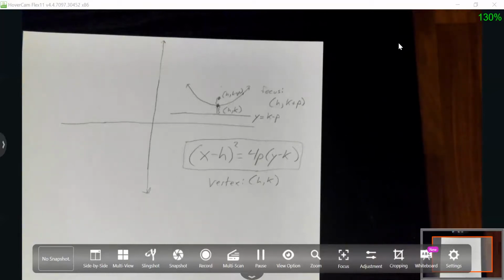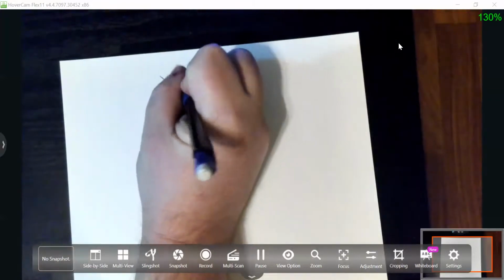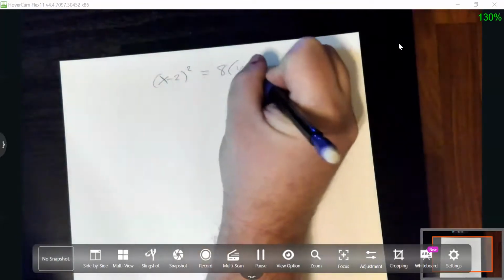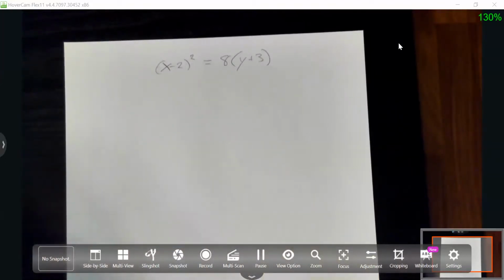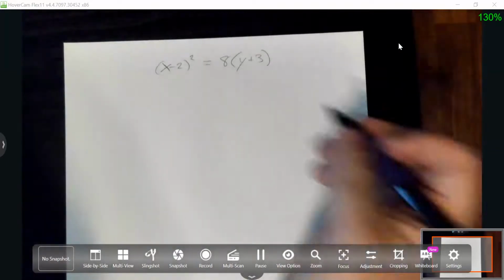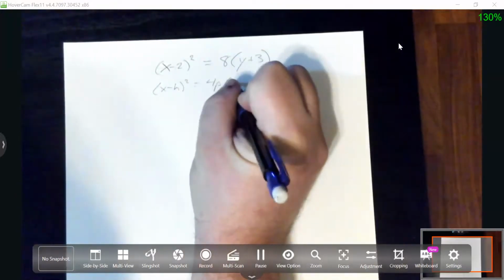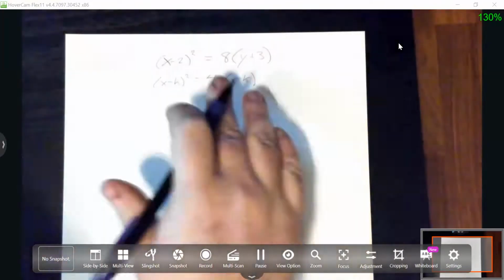So let's look at an equation. How about we start off with something like (x - 2)² = 8(y + 3). Okay, so here's a generic form of a parabola. I'm going to compare that to our basic formula. Remember, our basic formula is (x - h)² = 4p(y - k). So I can directly compare them and figure out what each key piece of information is.